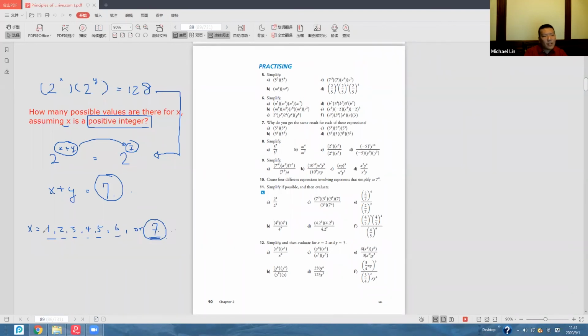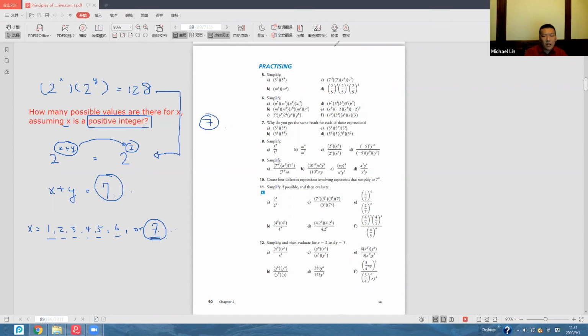Does that make sense? The 0 is not applicable. Does that make sense to everybody? I don't say anything about a restriction for y, so y can be 0. It doesn't matter. Okay? But how many different possible values are there for x? The answer is 7 possible different values.